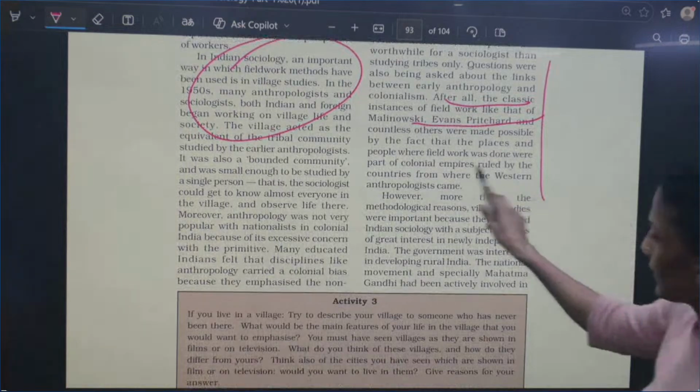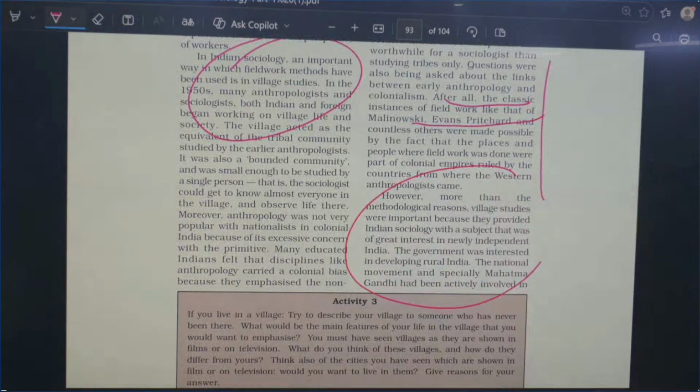Please write down this line. Village studies become really important after independence because now the narratives of the research were being framed by independent Indian research scholars.